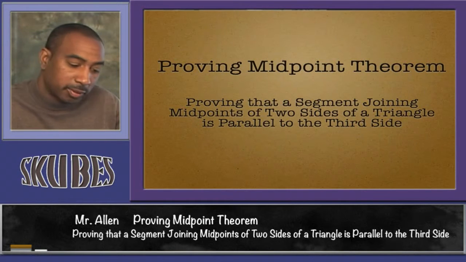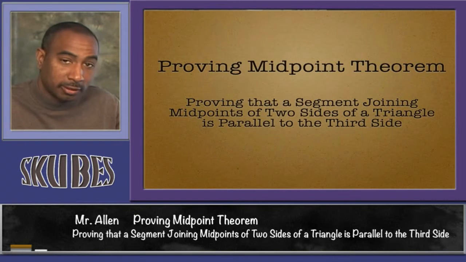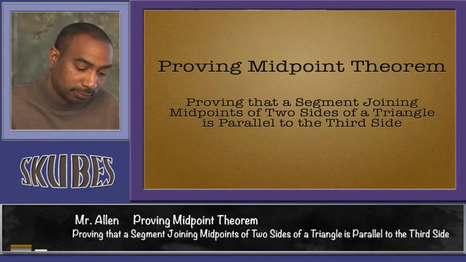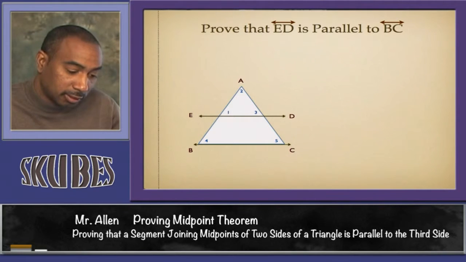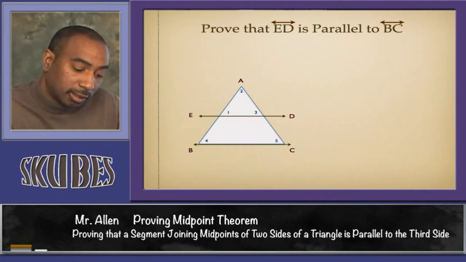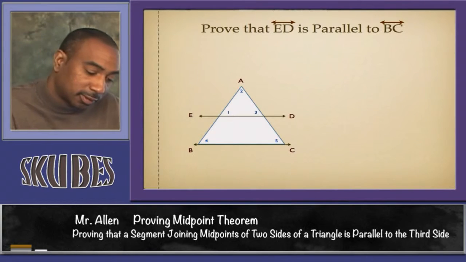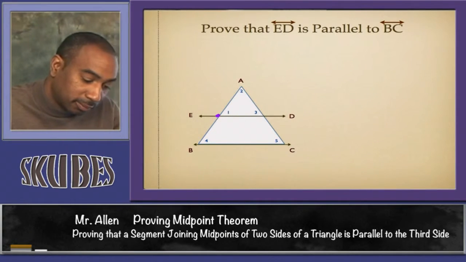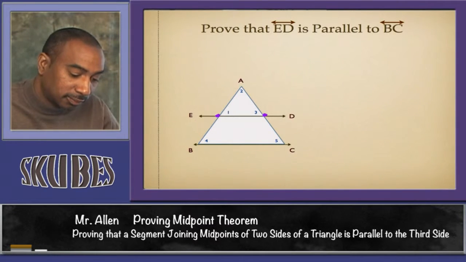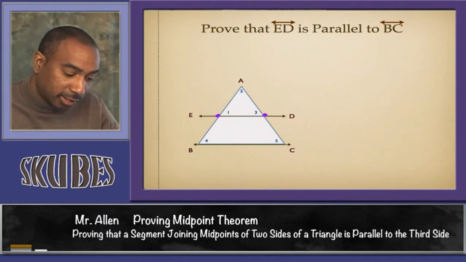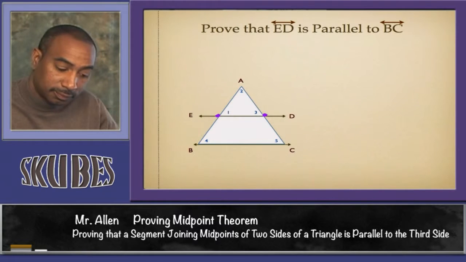All right, today's lesson, we're going to be proving that a segment that joins midpoints of two sides of a triangle is parallel to the third side. Let's start with this triangle here. Given a triangle ABC, and we have a segment that is joined at its midpoint. E is the midpoint of AB, and D is the midpoint of AC. We want to show that line ED is parallel to BC.